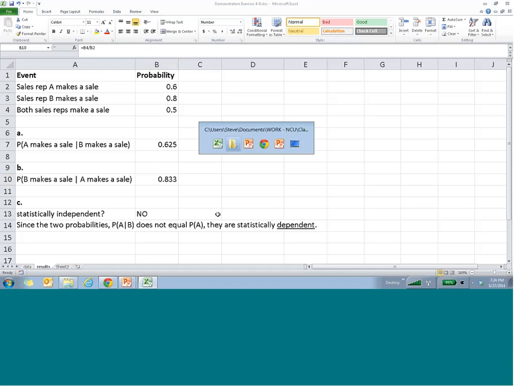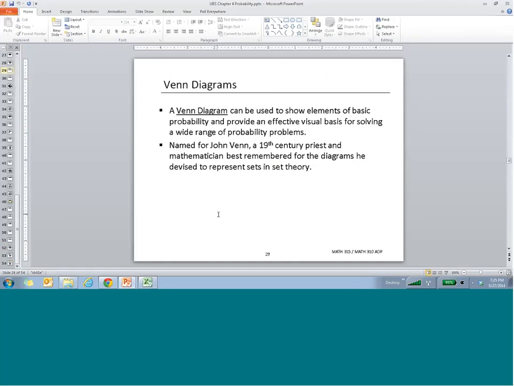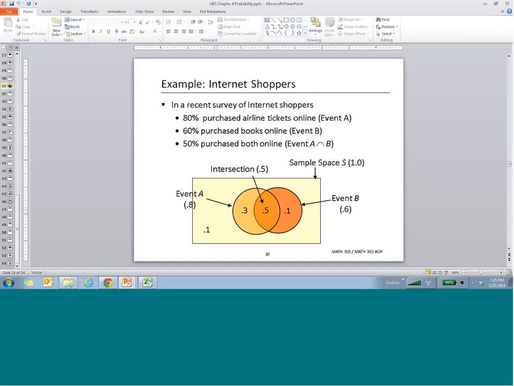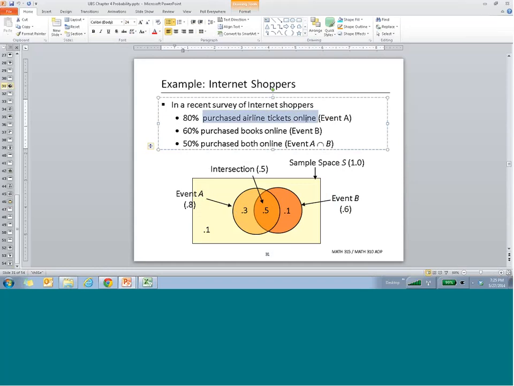Venn diagrams. This is similar, or maybe even the exact same one we were looking at on the front page. We've got two different events, event A and event B, that can occur. There's an 80% chance, that's the 0.3 here and the 0.5 here, together an 80% chance that event A will occur. There's a 60% chance that event B will occur. That's the 0.1 right there and the 0.5 right there.